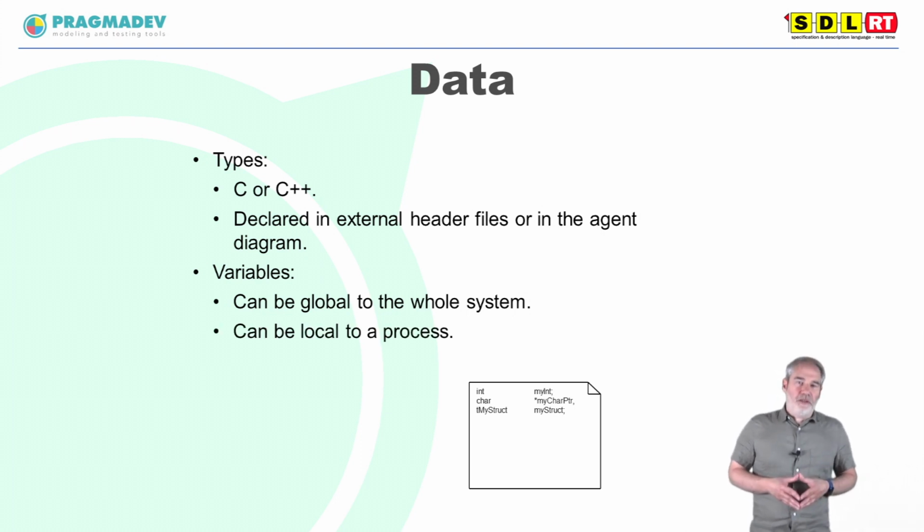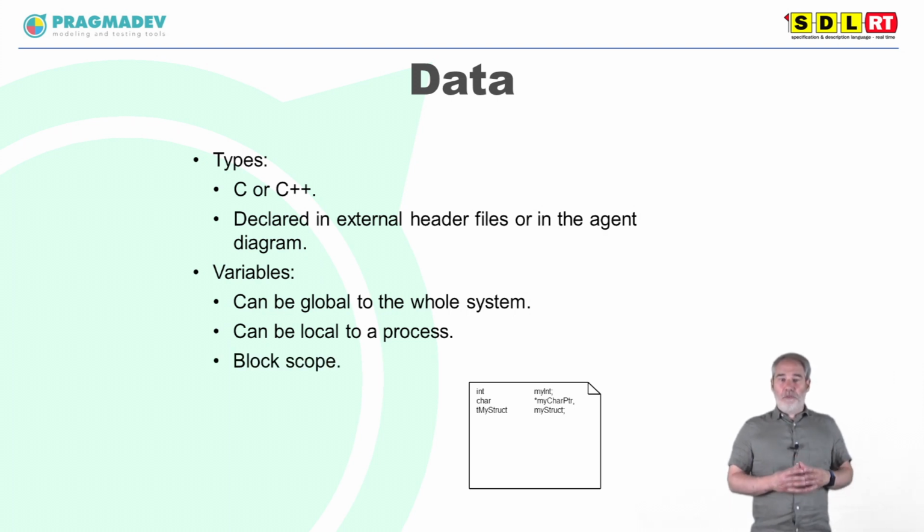The variables declared in a process are local to the process. They cannot be directly accessed by another process. The variables declared in a block are automatically visible in the whole underlying architecture of the block.